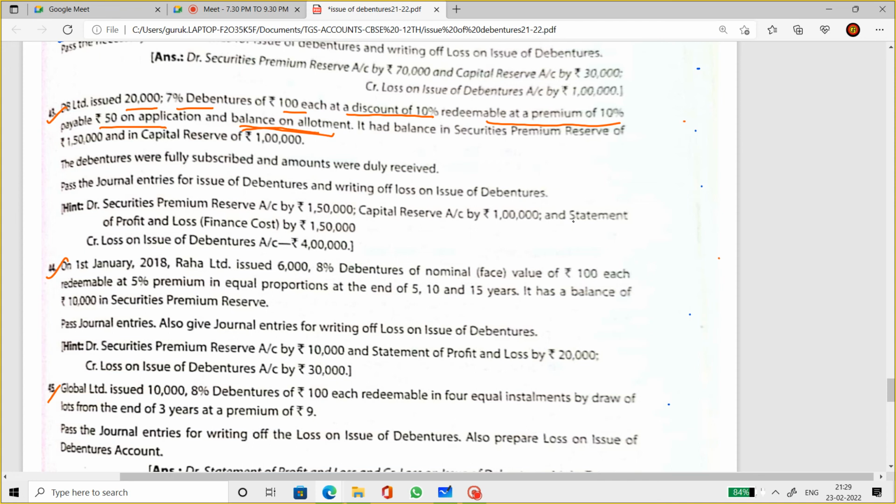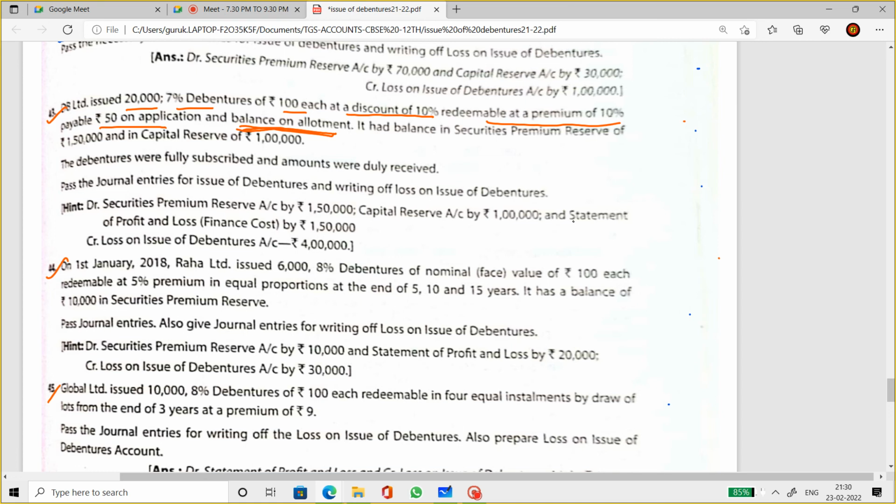So bank to debenture application to 7% debentures, which will be 20,000 into 50, that is 10 lakh. Then you pass the allotment entry: debenture allotment account debit to 7% debentures, debenture allotment account debit, discount on issue of debentures account debit, to 7% debentures, to premium on redemption of debentures. So the allotment entry is where you show the premium on redemption and the discount on issue. Okay, so far we have been doing it at the stage of application. Now you just make a change and do it in the allotment stage. So with that we know the total loss, and that loss is written off.